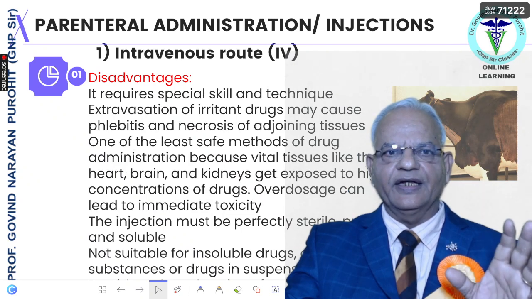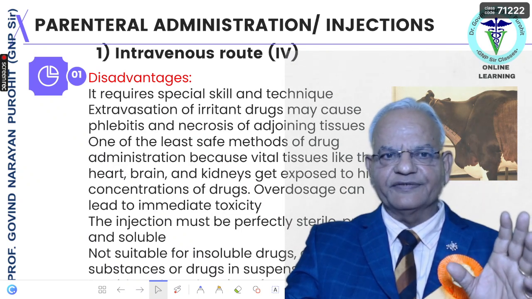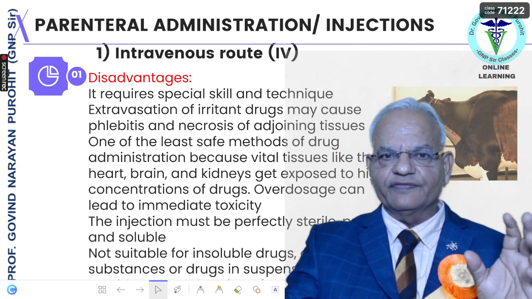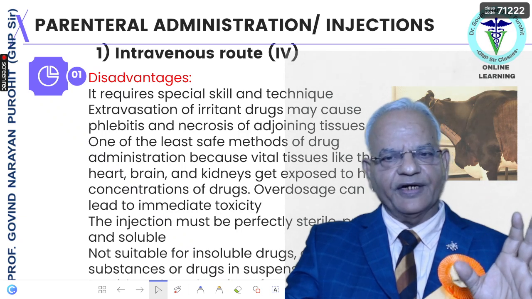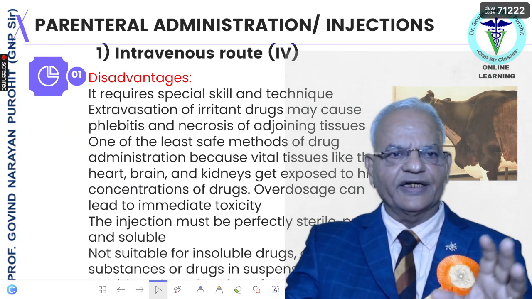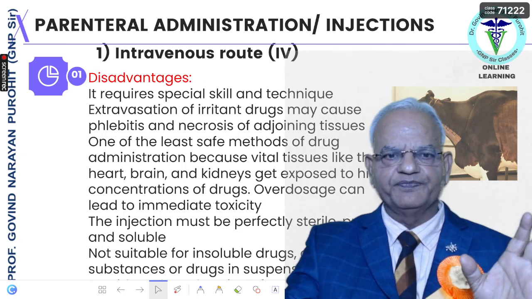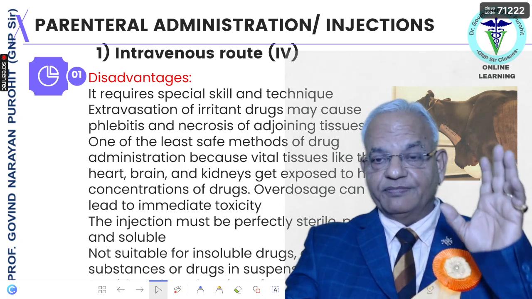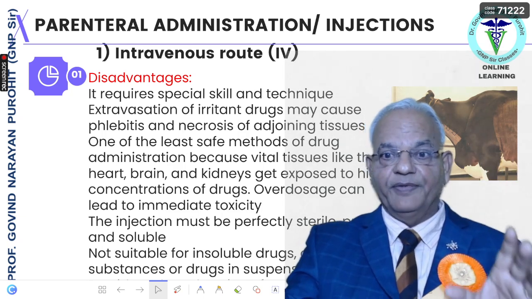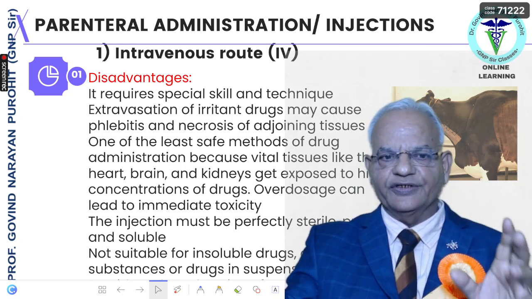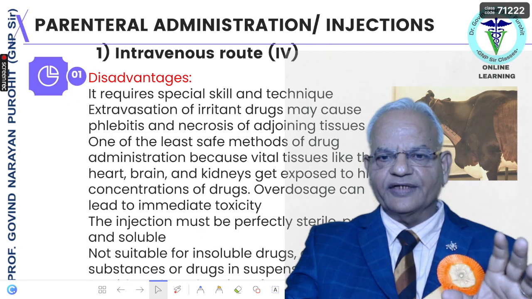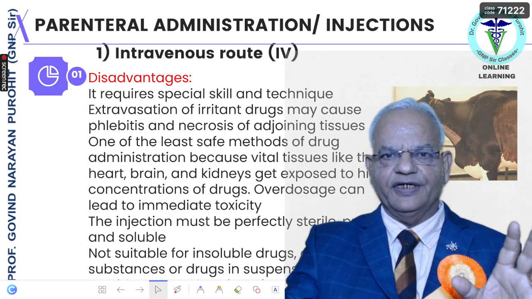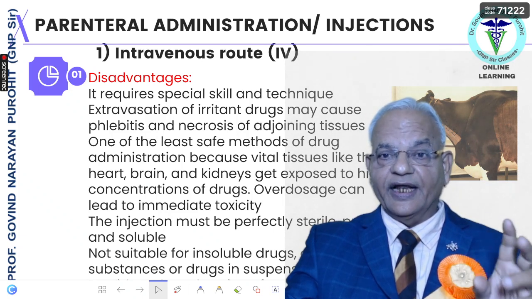It requires special skill. Extravasation of the irritant drugs may cause phlebitis and necrosis of the adjoining tissues, and it is one of the least safe methods because vital tissues like heart, brain, kidneys get exposed to high concentrations of drugs, and overdosage can cause immediate toxicity. The injection must be perfectly sterile, pure, and soluble. It is not suitable for insoluble drugs or oils or drugs in suspension. The intravenous drug should be a clear solution.